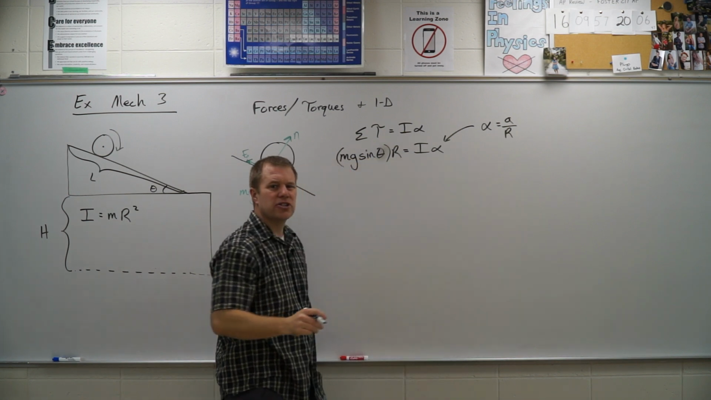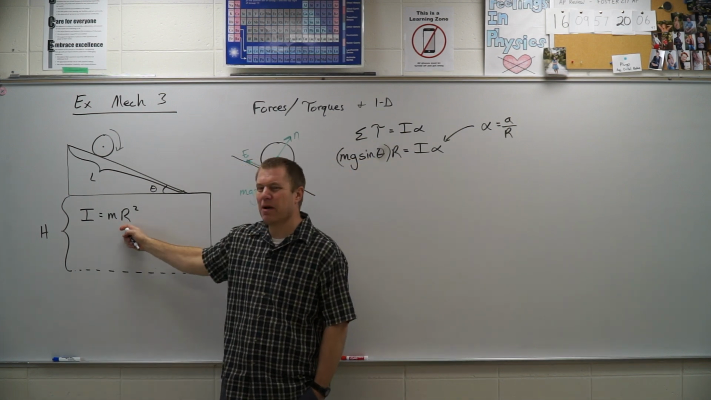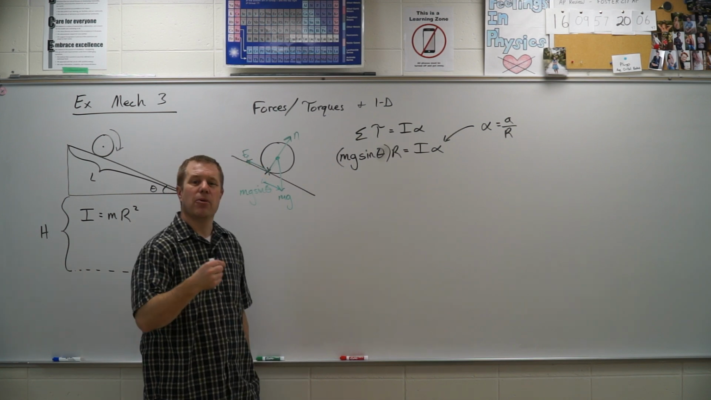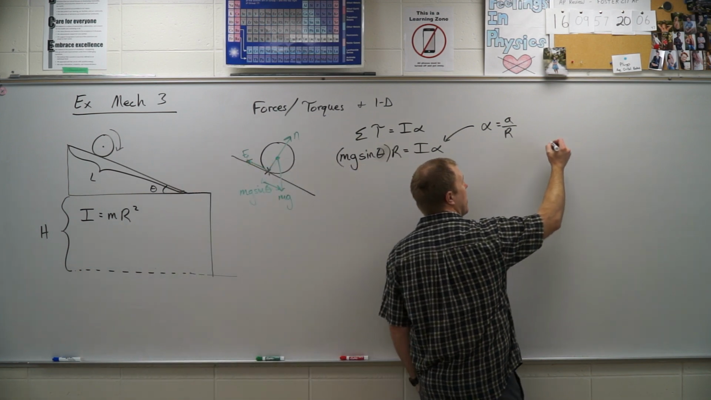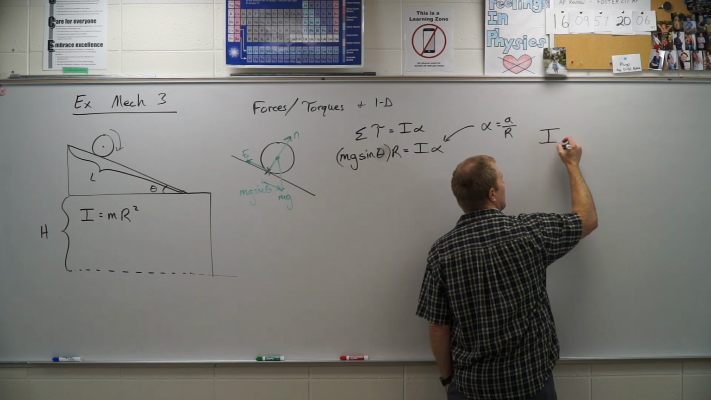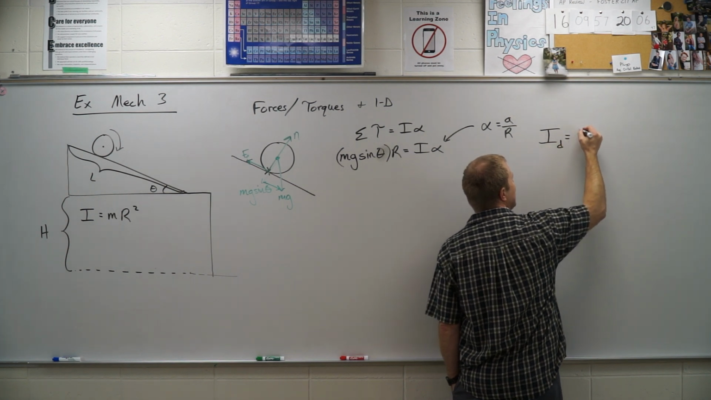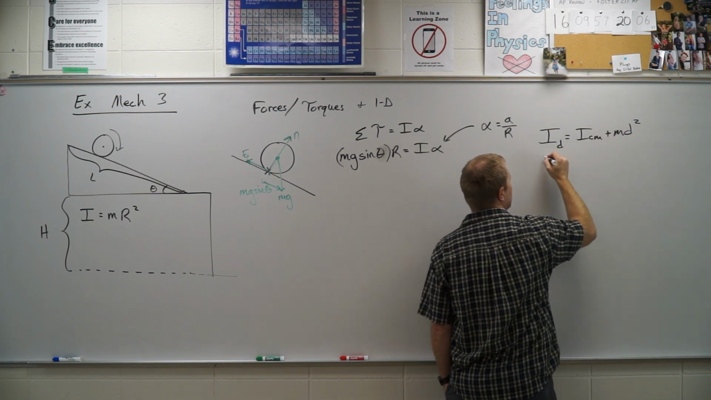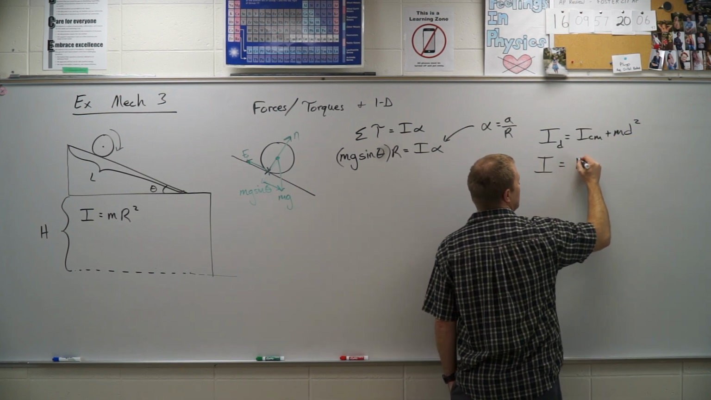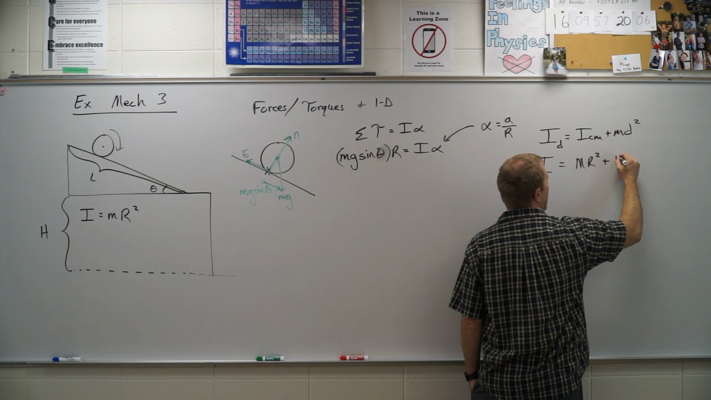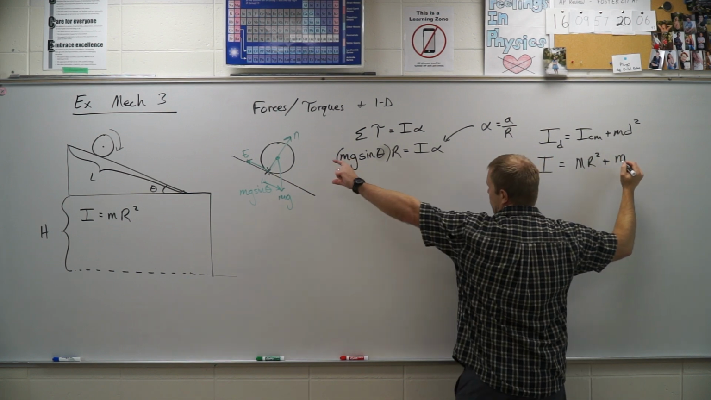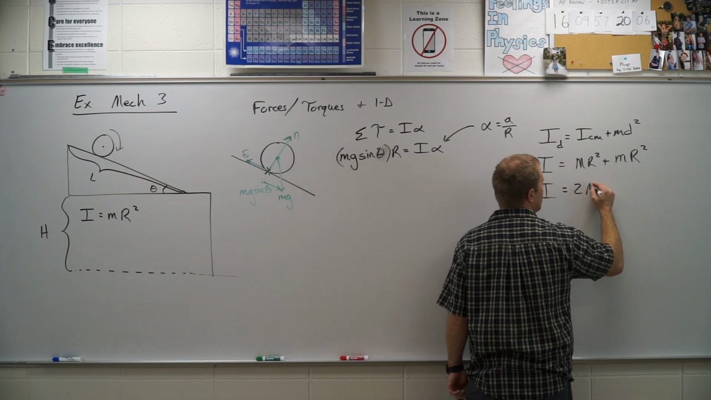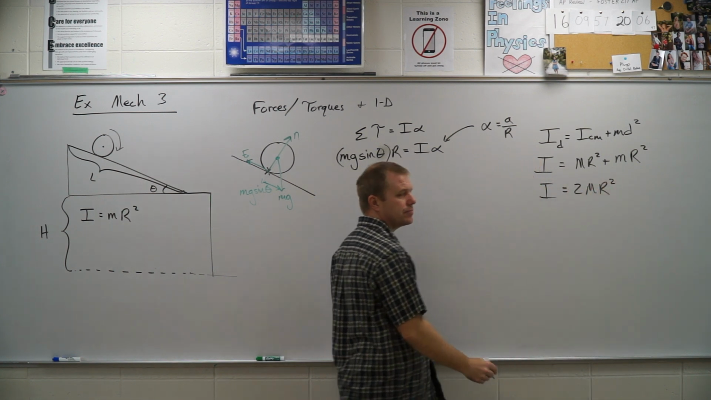But my moment of inertia that I had here was about the center. So I'm going to need to find the moment of inertia about the edge. And so I'm going to use the parallel axis theorem for that. So the moment of inertia about some point d is I CM plus m d squared. And so in our case here, it's going to be mr squared plus m times the distance between the two, r squared. So my moment of inertia is just going to be 2mr squared.